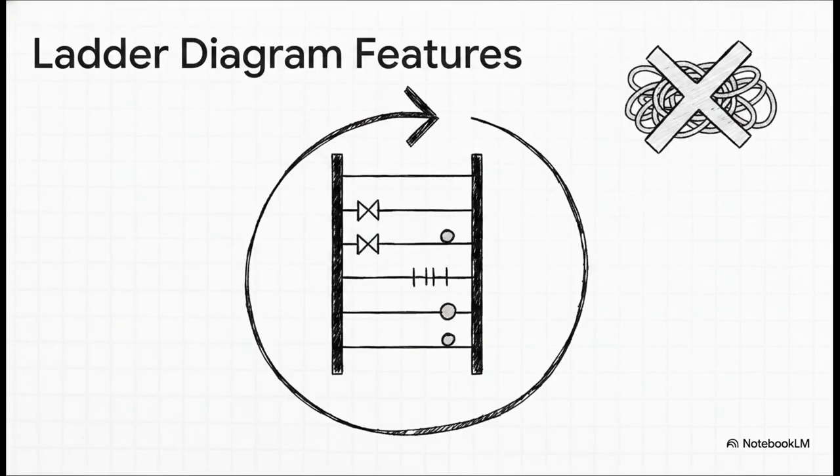It's fundamentally a rule-based language, and it literally looks like a ladder. You've got 2 vertical power rails and a bunch of horizontal rungs connecting them. Every single rung is a rule, and the PLC just reads down those rungs one by one in a crazy fast continuous loop. It effectively wipes out the need to build those massive, bulky relay cabinets.